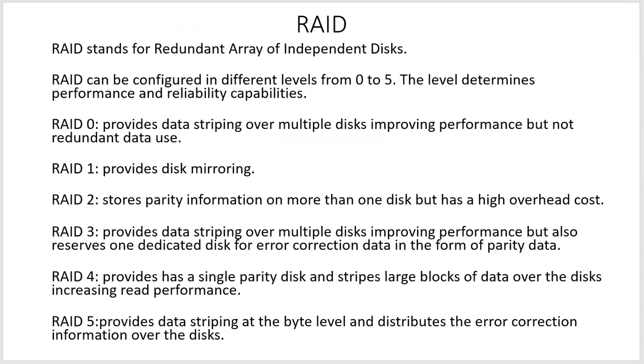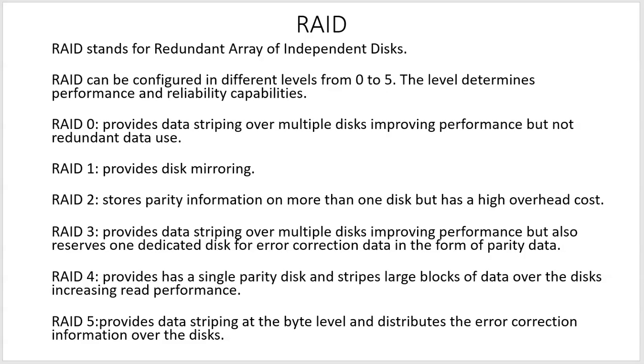Then there are all the RAID levels. RAID stands for Redundant Array of Independent Disks, and RAID can be configured in different levels from 0 to 5. That is literally what it says: an array, a whole bunch of disks in a row in a machine, a redundant array of independent disks, and you store data on it.